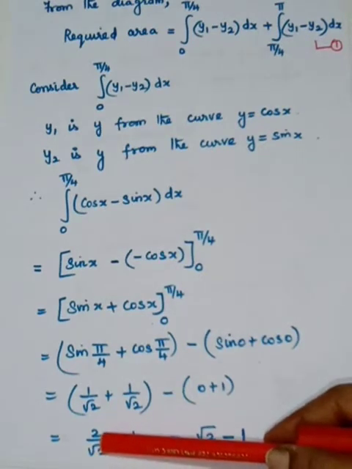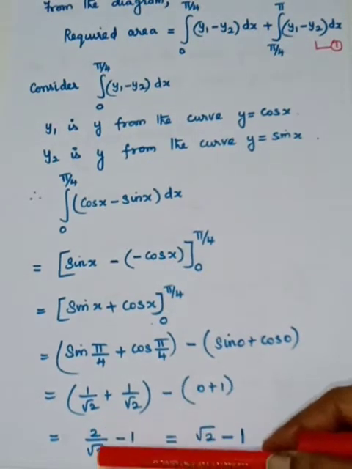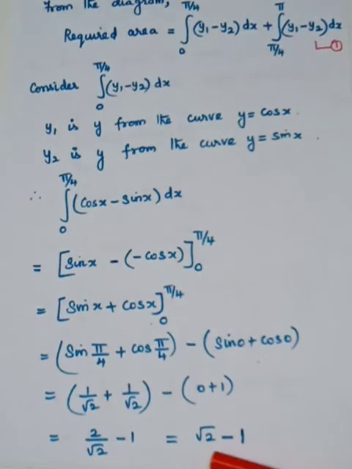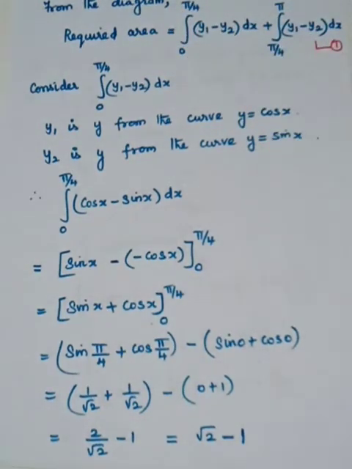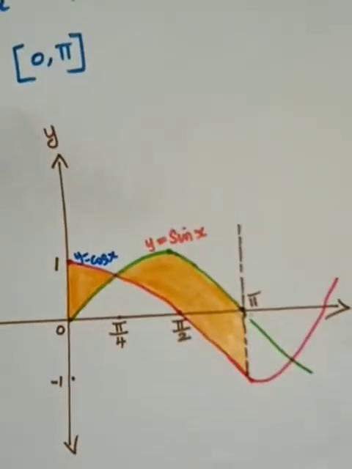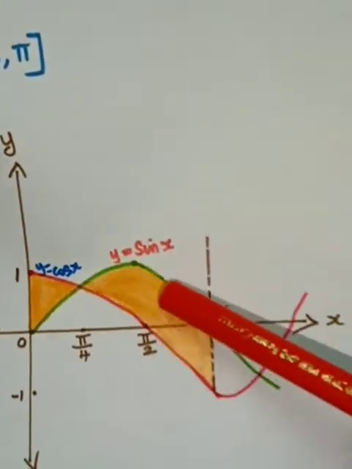So 1 by root 2 plus 1 by root 2 is 2 by root 2, minus 1. This 2 can be written as root 2 into root 2, and one root 2 gets cancelled. So here you have root 2 minus 1. So the first area we have completed. Next, we have to take this part.